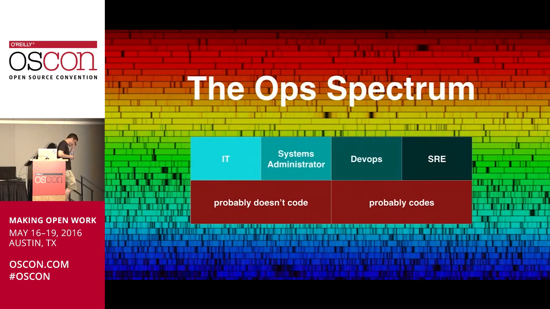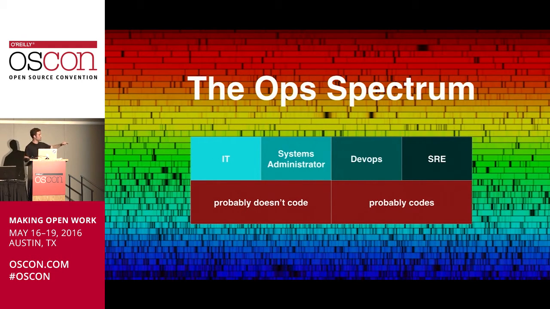Let's look at the ops spectrum. I've worked the entire gamut of this space. In fact, I was fighting servers right before this talk. If we start on the left, we talk about IT. I think that's a term that should go away, but it still exists. IT might be those people who install printers or ship some computers around. System administrators are provisioning some Red Hat, some CentOS, that sort of stuff. Both of these groups probably don't code, maybe.